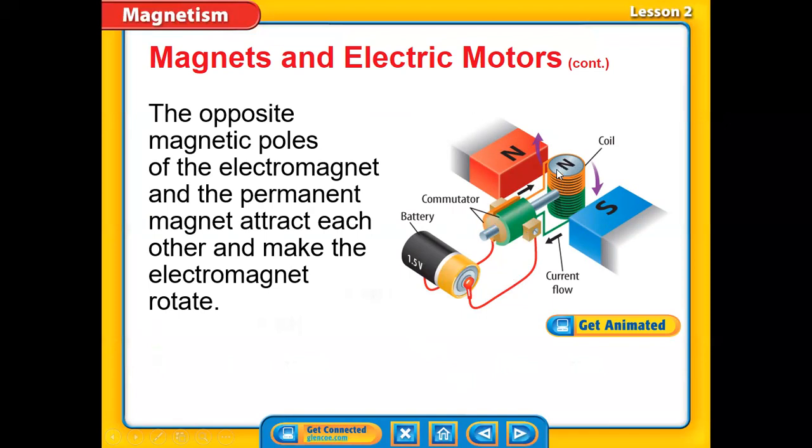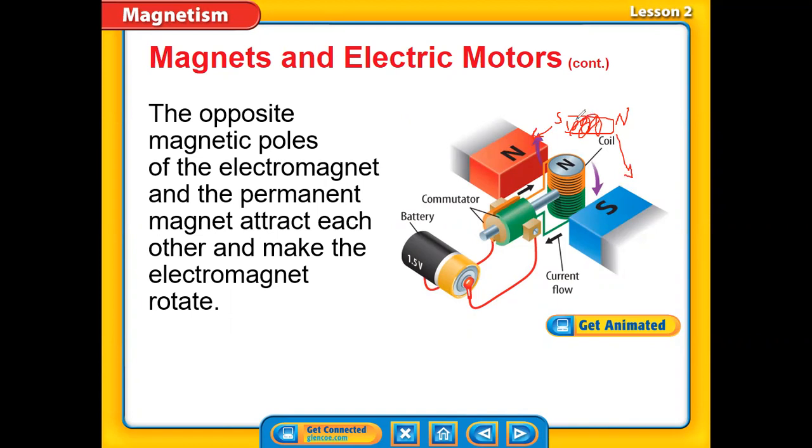So what would happen in that case? We're going to find that the north pole of the electromagnet will repel from the north pole of the permanent magnet, so it will turn in that direction, and it will be attracted by the south pole. So suppose that after a while the poles of the electromagnet will be like this, with the coil around it. The north will be on that side and the south here, because the south will be attracted to the north and the north will be attracted to the south.